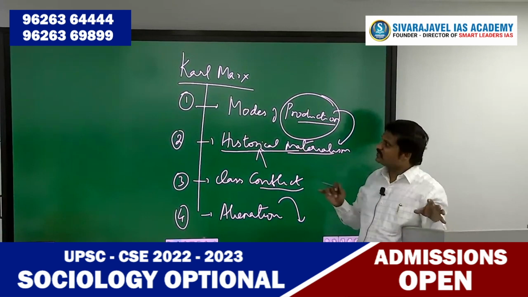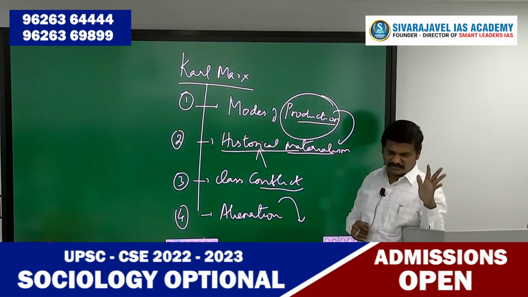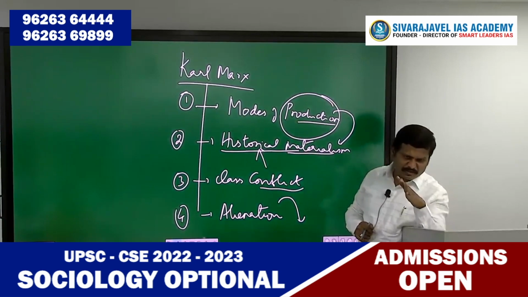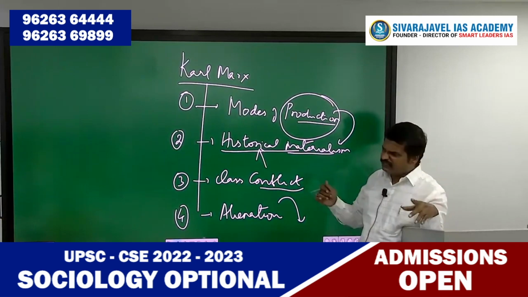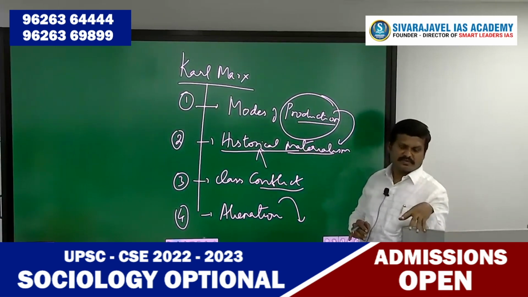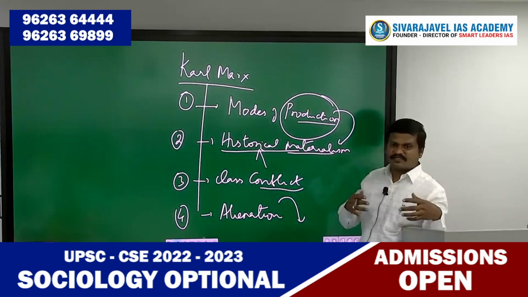So this is Marxism. So Marxism gives importance to what? Production. He gives importance to economics. When Durkheim gave importance to culture and society, he gives importance to purely economics. Economy decides everything. One who has money has everything.